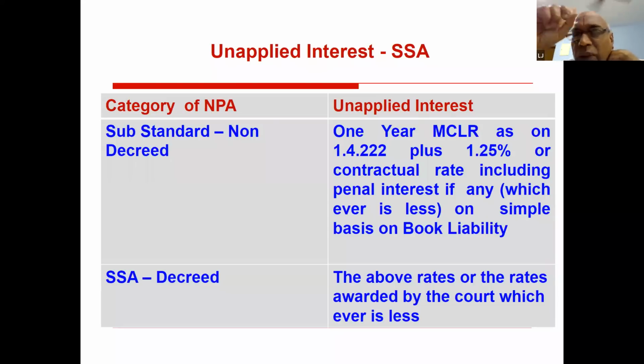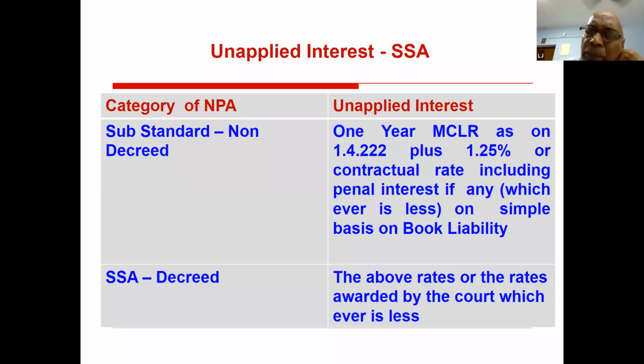See, what is the first formula, sir? OTS amount: if the realizable value of the security is sufficient to cover the contractual dues or decretal dues, you collect the book liability. So, sorry, the full amount he has to pay. If he is not paying the full amount, book liability plus MCLR plus 1.50. So if the borrower agrees for that, let us assume it is a substandard non-decreed account. So you are going for OTS. The borrower's realizable value is sufficient.